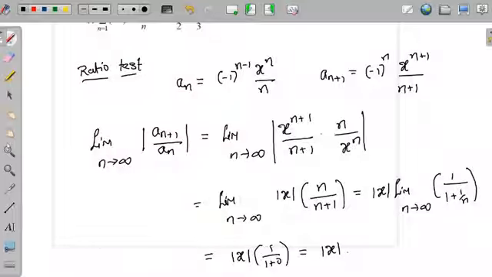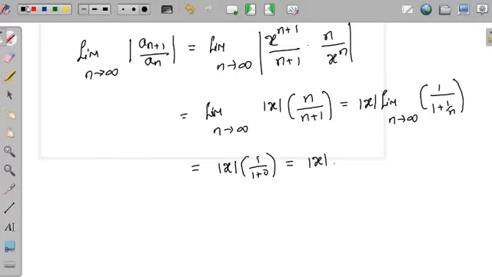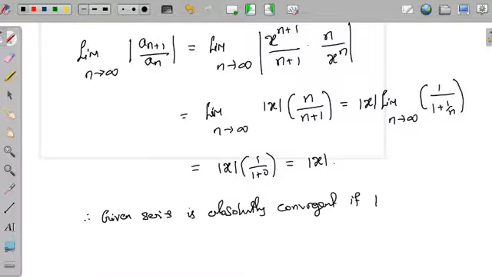In the ratio test, we got the limit as L, and we know that if L is less than 1, then it is absolutely convergent. It means we can conclude that the given series is absolutely convergent if mod x is strictly less than 1. If mod x is strictly less than 1, then definitely it is absolutely convergent. It means that minus 1 is less than x is less than 1.